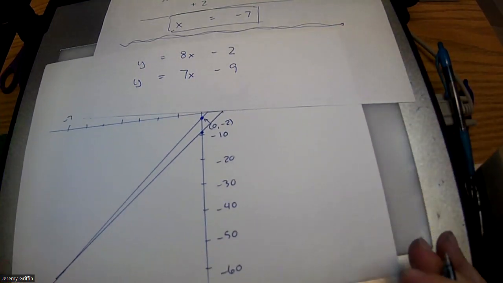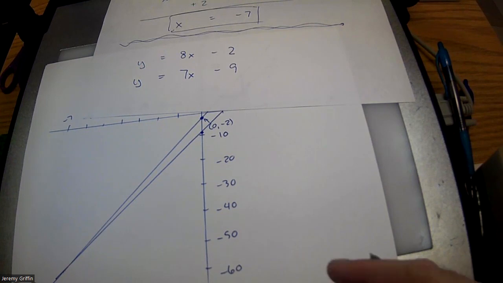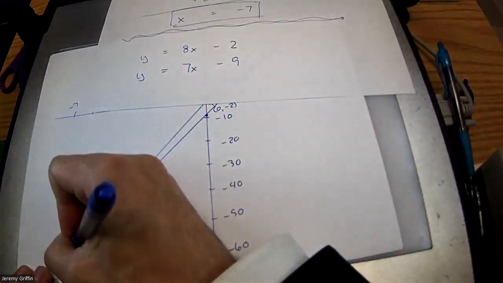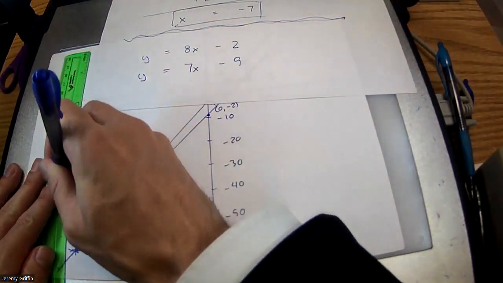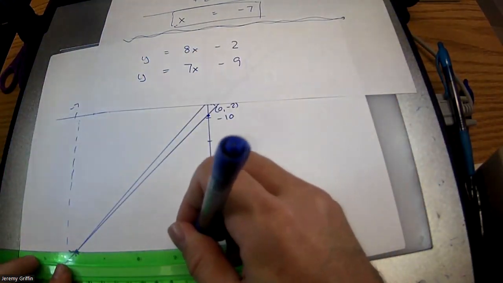Now those lines are almost parallel, but not quite. And look where they cross. They cross right about here, which is at the coordinate. Didn't get it exactly, but it got pretty close.